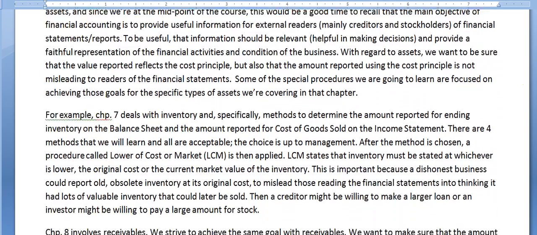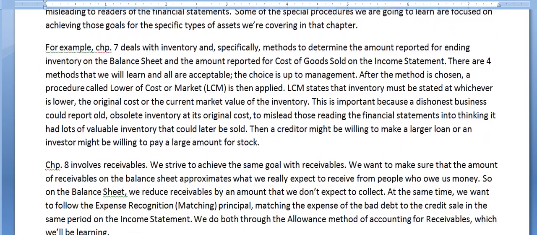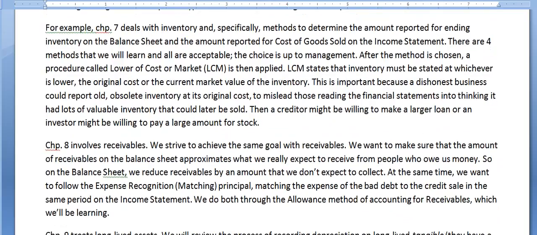For example, Chapter 7 deals with inventory, and specifically, methods to determine the amount reported for ending inventory on the balance sheet and the amount reported for cost of goods sold on the income statement. There are 4 methods that we will learn, and all are acceptable. The choice is up to management. After the method is chosen, a procedure called lower of cost or market, LCM, is then applied.